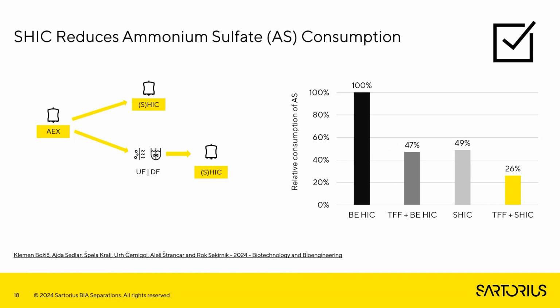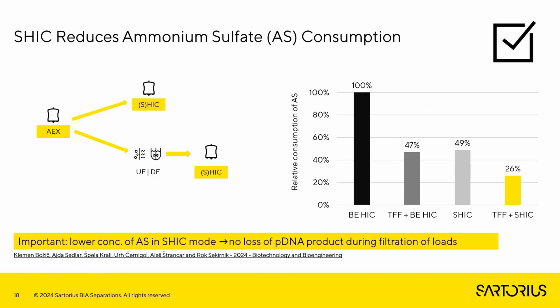Moreover, by using this approach, we can avoid loss of plasmid on pre-column filtration steps. So we have much lower concentrations of ammonium sulfate, so less hydrophobic conditions, and this way we can prevent loss of plasmid, even for large size plasmid on process filters.